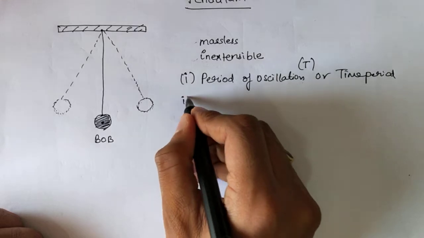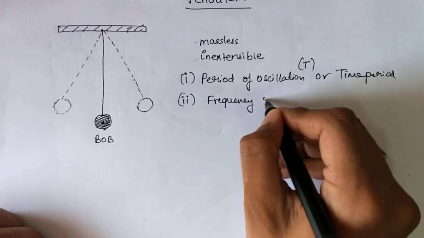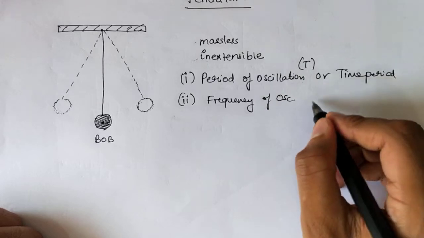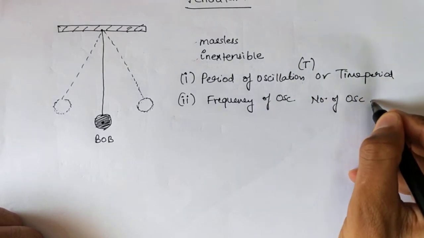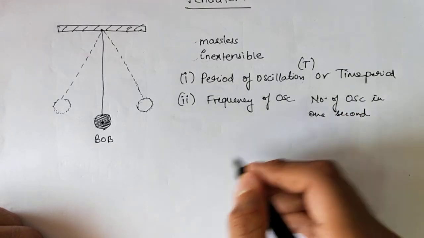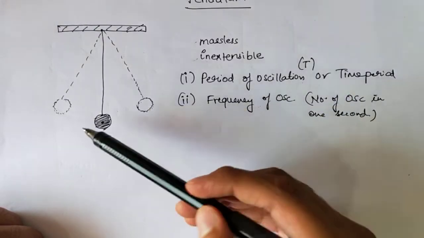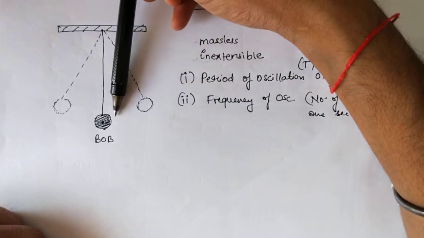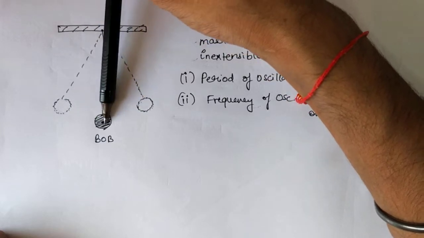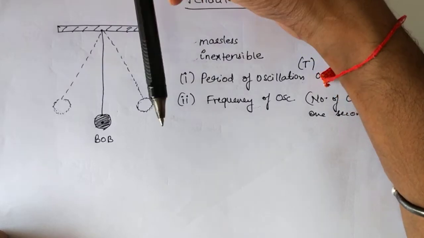Second, the second most important term is frequency of oscillation. What is frequency of oscillation? It means the number of oscillations in 1 second. That means, let's say this bob oscillates 5 times in 1 second. Okay, it is very fast. It oscillates like this: 1, 2, 3, 4, 5. It oscillates 5 times in 1 second.